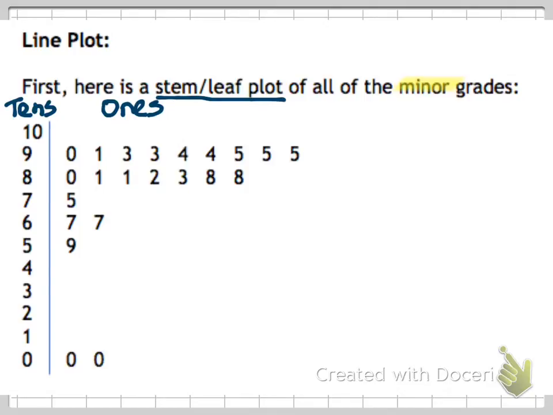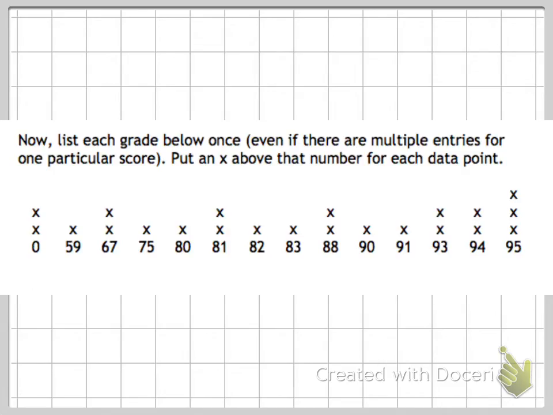So this person has 2 zeros. This would be a 59. A pair of 67s, 75, 80, 81, 81, 82, 83, 88, 88, followed by 90, 91, 93, 93, 94, 94, 95, 95, and 95.